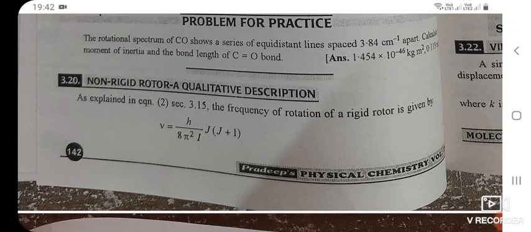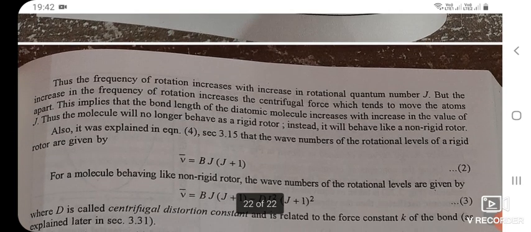Non-rigid rotator, a qualitative description. As explained above, in equation 2, the frequency of rotation of a rigid rotator is given by nu = h / (8 pi squared I) times J(J+1). Thus, the frequency of rotation increases with increase in the rotational quantum number J. But an increase in the frequency of rotation increases the centrifugal force, which tends to move the atoms apart. This implies that the bond length of the diatomic molecule increases with increase in the value of J. Thus, the molecule will no longer behave as a rigid rotator. Instead, it will behave like a non-rigid rotator.